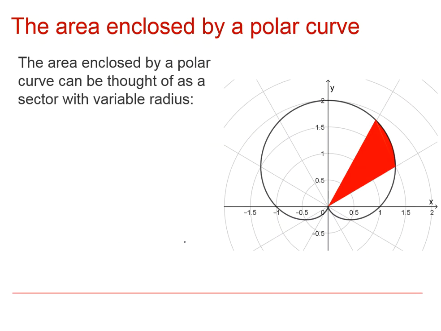When we're looking at finding the area enclosed by a polar curve, we think of it as a sector with a variable radius. So what we do is we're going to split this into infinitely many small sectors that we can then add together to find the total area. And the way that we do this is by using the integral. So it's going to be the area is a half r squared integrated with respect to theta. Again, remember theta must be in radians.